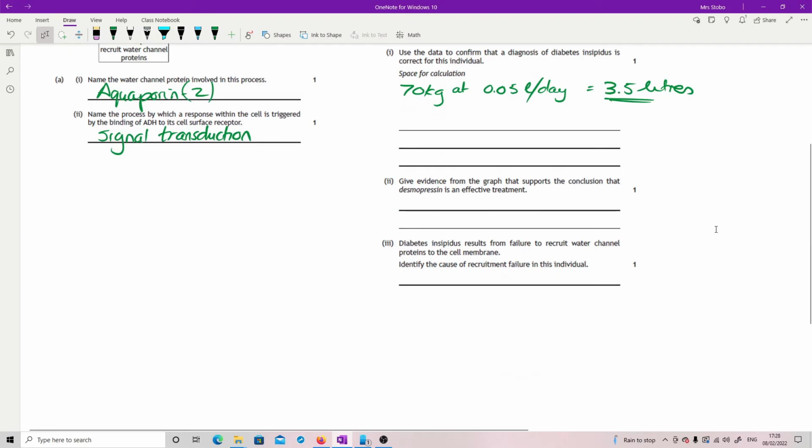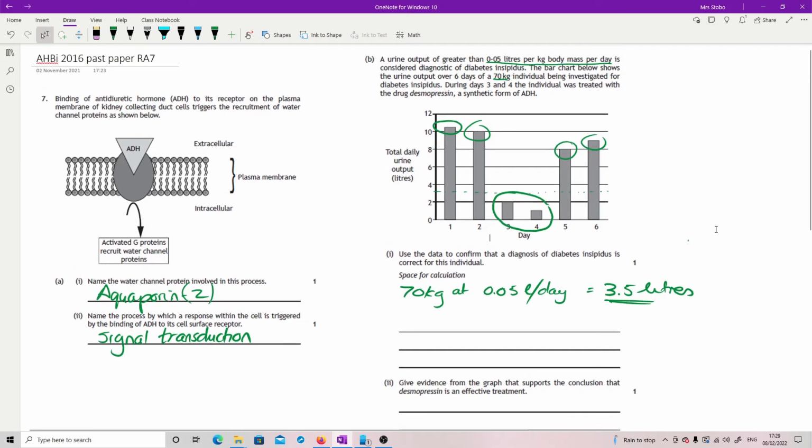There we go. Diabetes insipidus results from failure to recruit water channel membranes to the cell membrane. Identify the cause of recruitment failure in this individual. Okay, so they told you that they gave a synthetic form of ADH, and as soon as they did that, they were okay. So the problem is not that the receptor is there. The receptor is obviously there because when you put a synthetic form in, it works. So what is the issue? They don't produce ADH. Okay, so their issue is just that they're failing to produce it. That's the question.